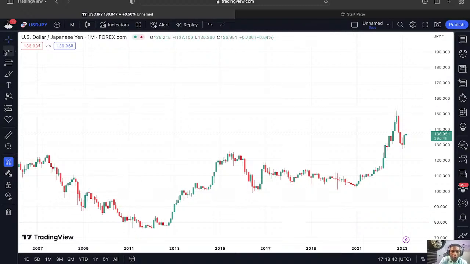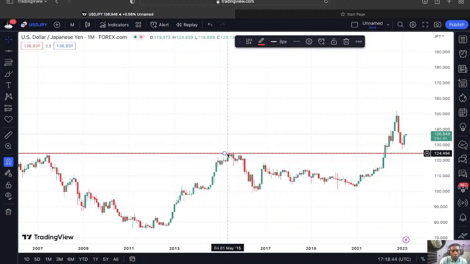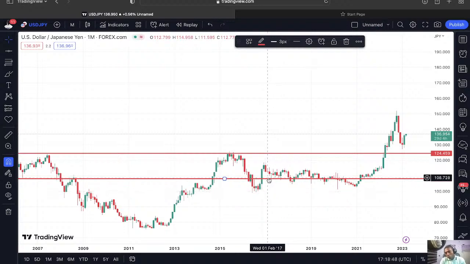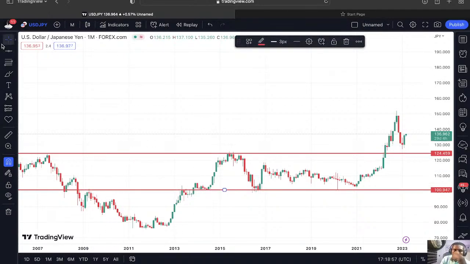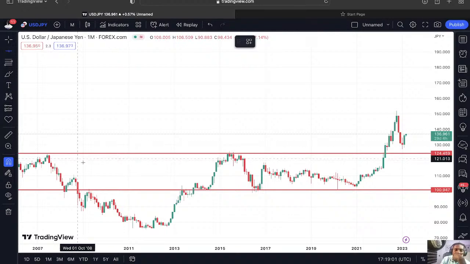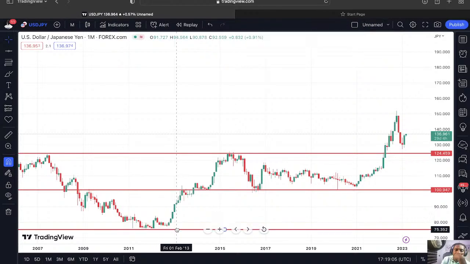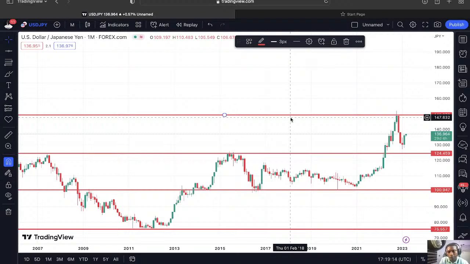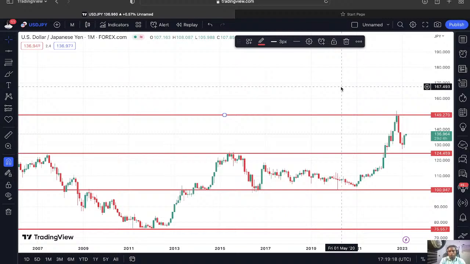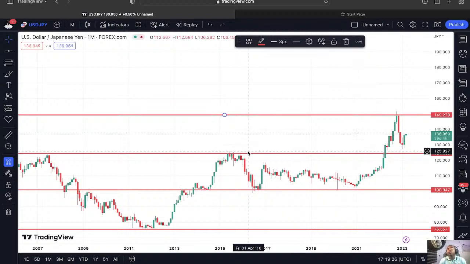So here it is. We map out our levels of support and resistance to understand and to know the current market structure. This is a multi-time frame analysis, and we're trying to carry out some analysis on the USD JPY, that's the dollar versus the Japanese yen. Here we are able to know the current market structure.